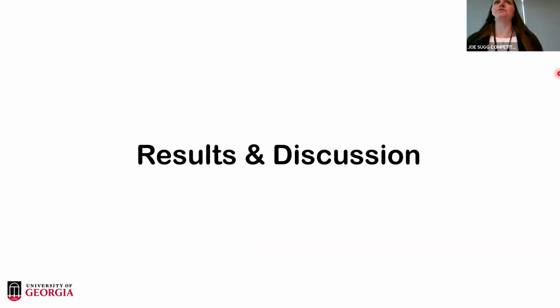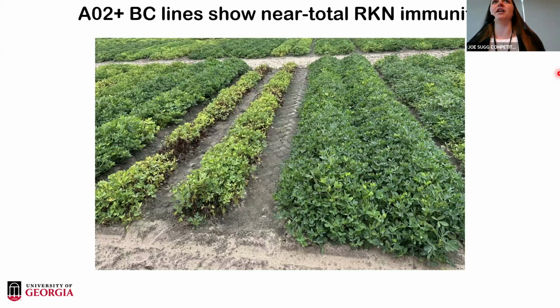And the first of those, of course, was evaluating nematode resistance in the field. When we went down to our nematode plot at the time of harvest, we were very happy to see that the susceptible cultivar Georgia 06G, which is the most common cultivar in Georgia, was showing severe damage, whereas our backcross lines with the resistant QTL were looking very healthy.